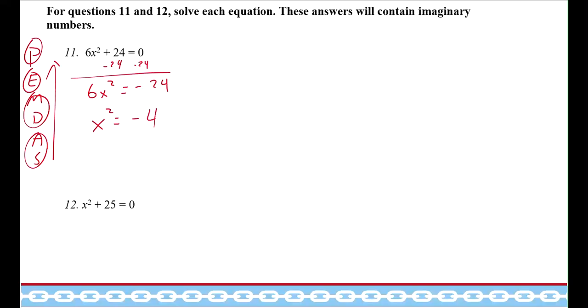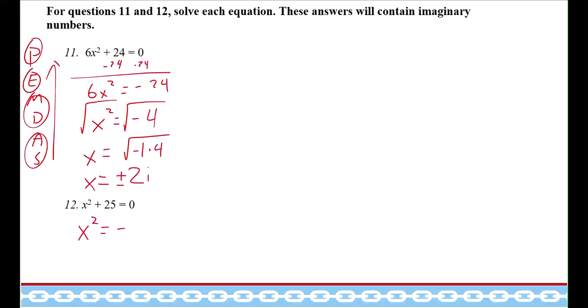Last part of the solving would be to get rid of the exponent. So I undo a square by taking the square root of both sides. Square root of negative 4. So I need to factor out the negative 1 times 4. So square root of the 4 would be plus or minus 2. And the square root of negative 1 is i for the imaginary, right? Because in the real number set, there is no number for square root of negative 1.